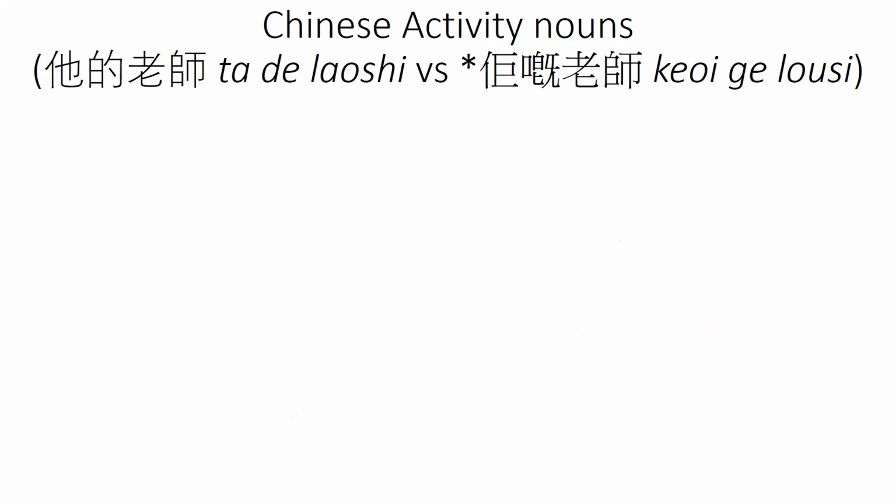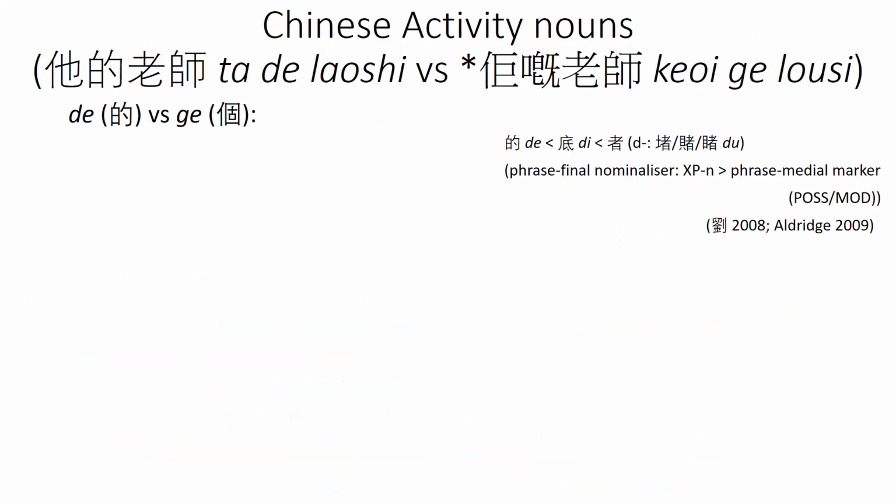as to why 他的老师 as an activity nominal is grammatical, especially in subject possession, whereas 佢嘅老師, these G forms are ungrammatical in subject position where there is no do. This probably goes down to the etymology of these D forms and these G forms. People have long established that modern Mandarin de comes from medieval Chinese de, and the medieval Chinese de, being a phrase final nominalizer, probably comes from classical Chinese 者.